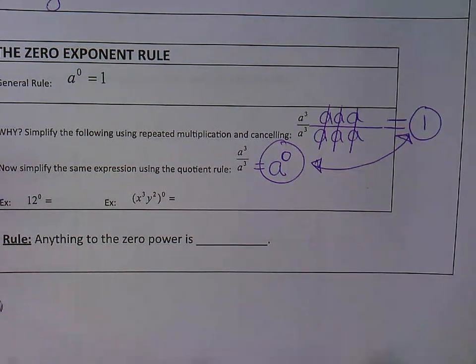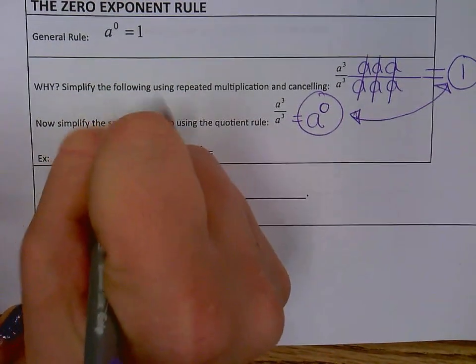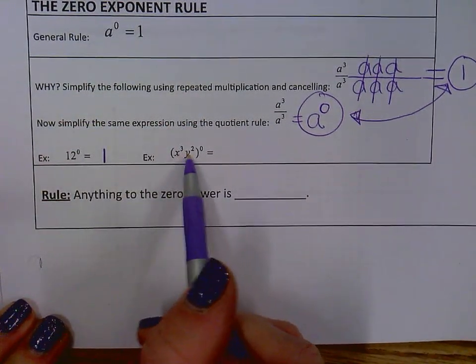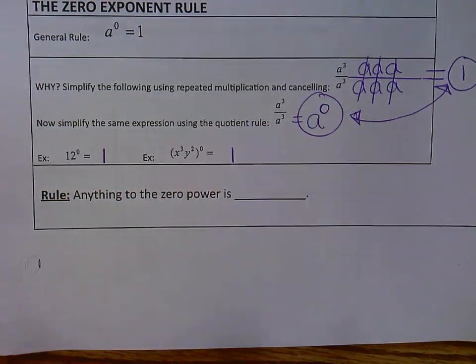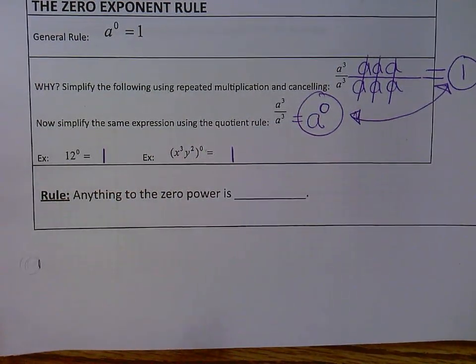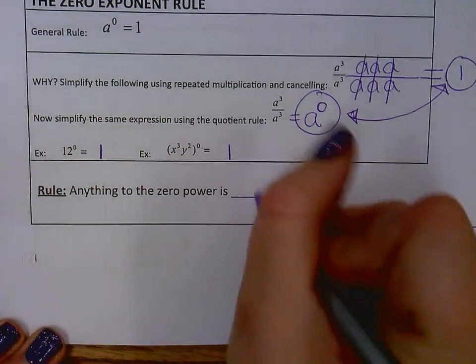All right, so the two answers down below. 12 to the 0 power is 1, and this whole gobbledygook inside, but it's to the 0 power, so this whole thing is also 1. You don't even have to distribute it. If you've got a parenthesis to the 0 power, it's 1. Anything to the 0 power is 1.